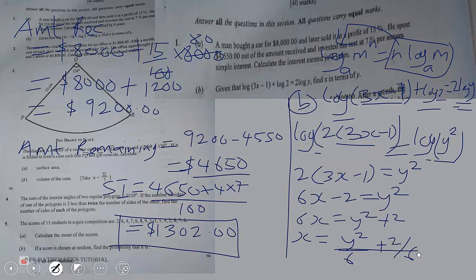Let me give all of them the same base. So it will be y squared plus 2 all over 6. So let's leave it like that. That is x for you. X is equal to y squared plus 2 all over 6.